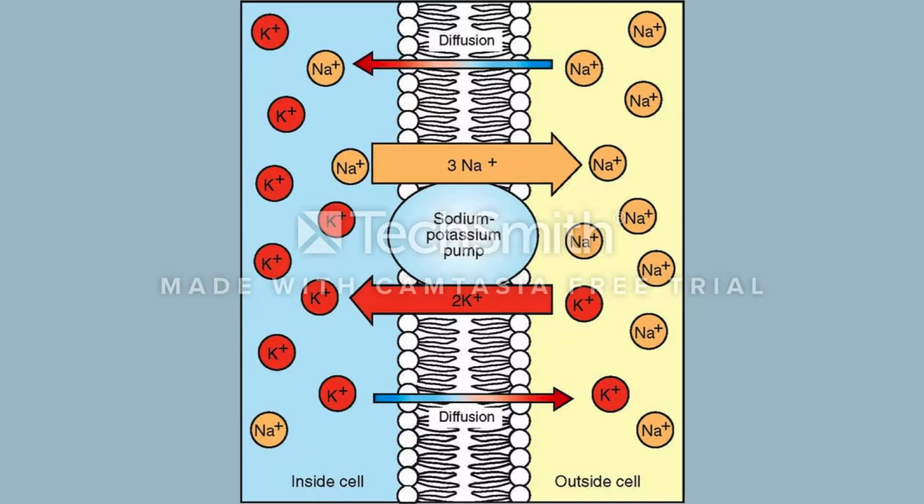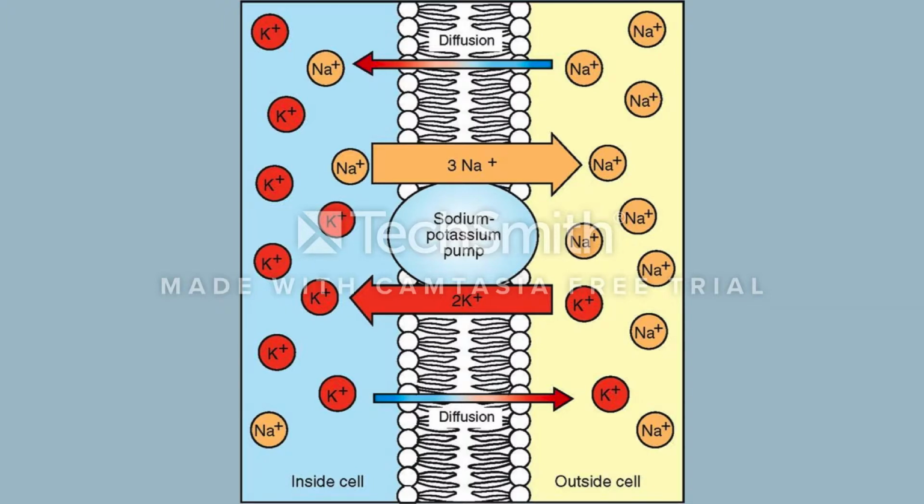The action of the sodium-potassium pump causes a high concentration of sodium outside the cell and a high concentration of potassium inside the cell. The sodium and potassium being separated create two different poles of ions on each side of the membrane. This is why it's called polarization. The difference in charges on each side of the membrane is referred to as the resting membrane potential.